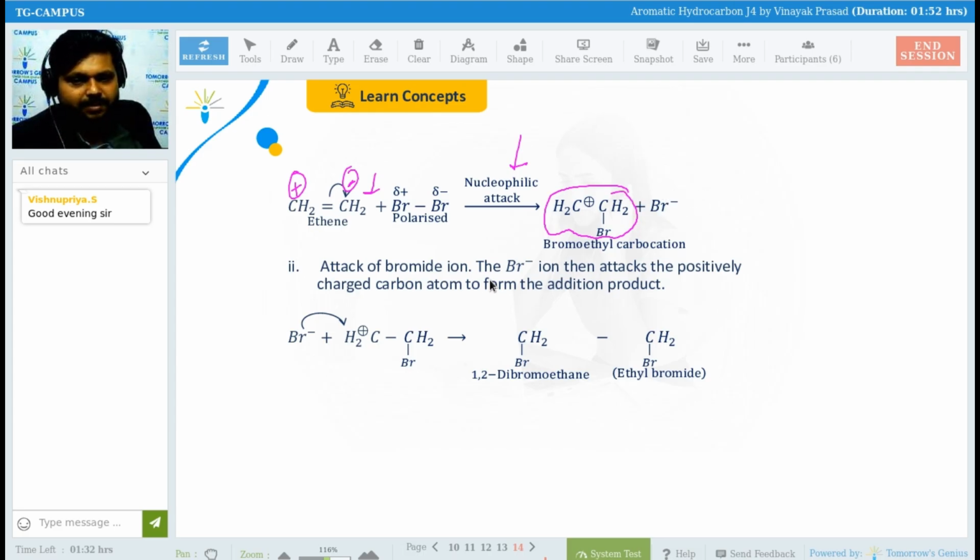Having the carbocation, it will be joining the Br, right? See here, CH2, carbocation, CH2. So we'll be getting what? Br minus here, right? Attack of the bromide ion, that is Br minus, on the positively charged carbon atom to form the addition product. So now you can see here, this is the addition product that we are having. Clear, everyone?